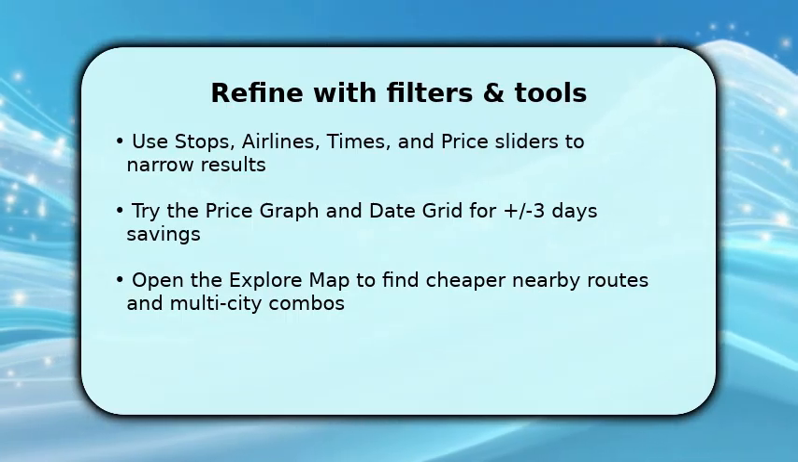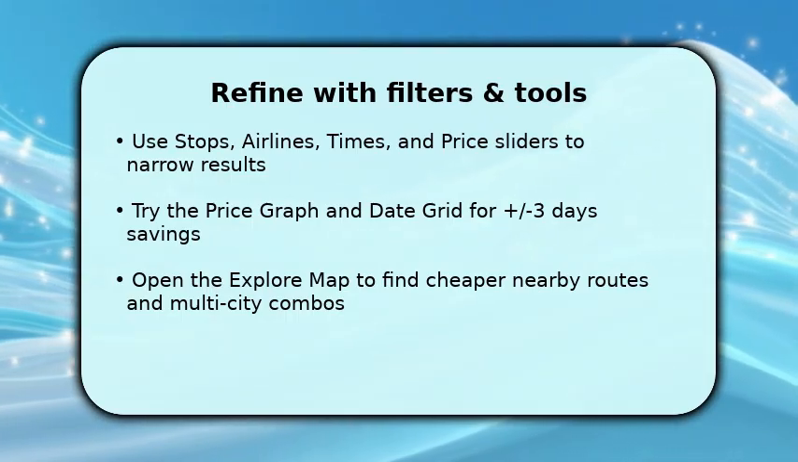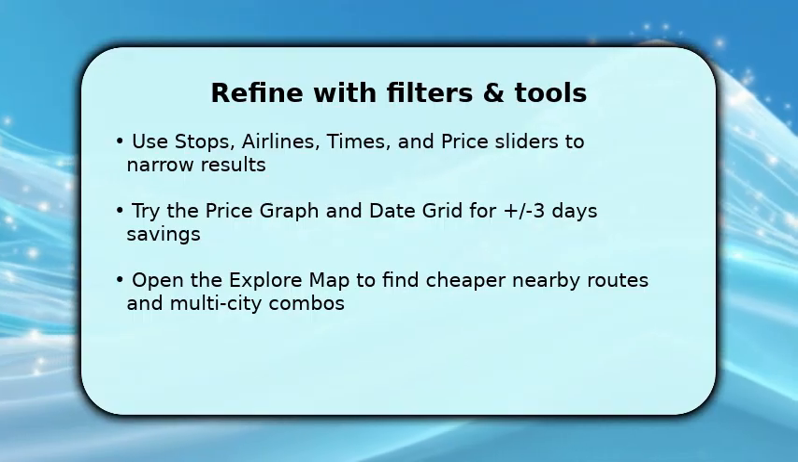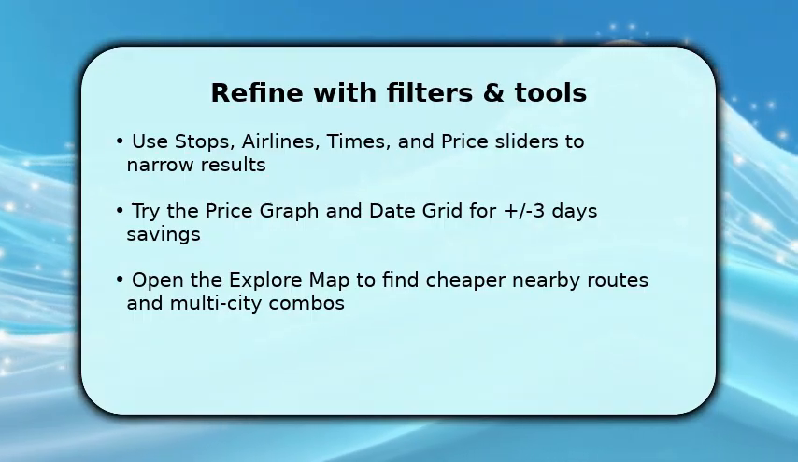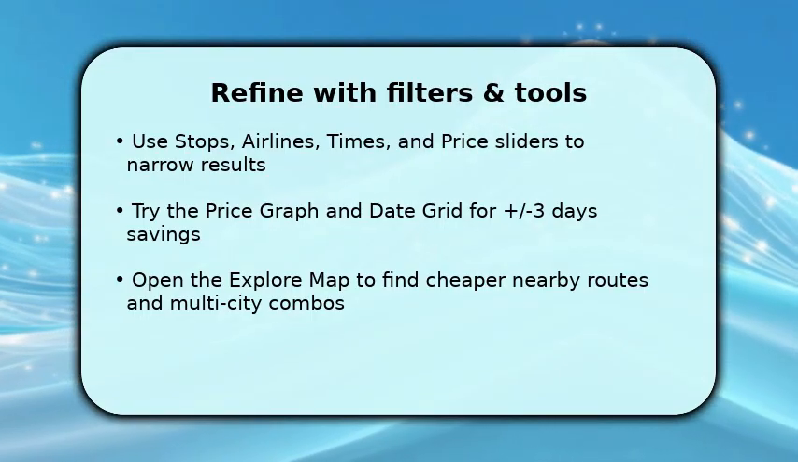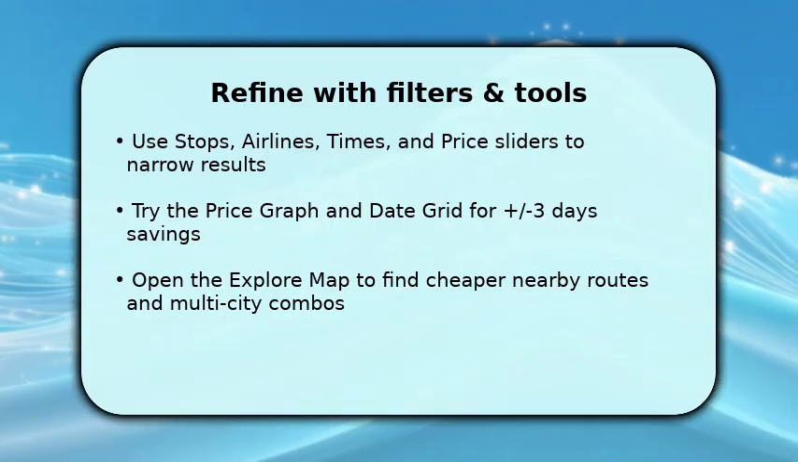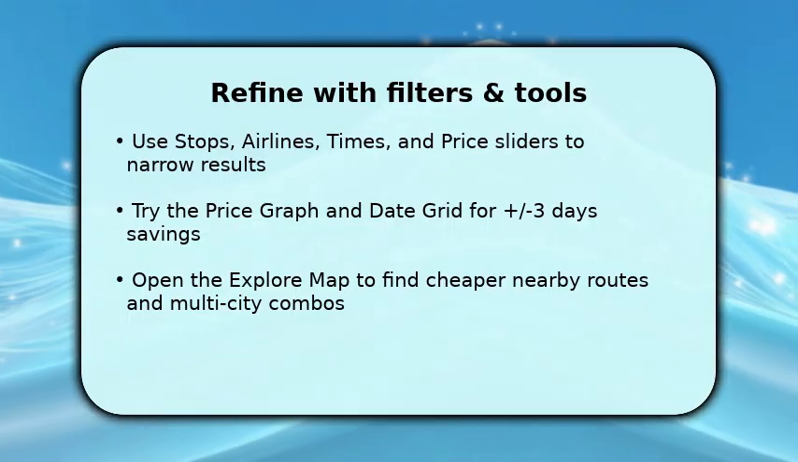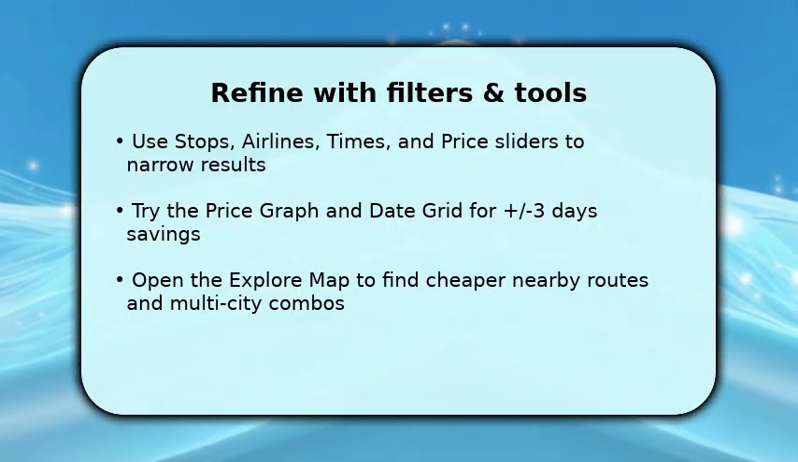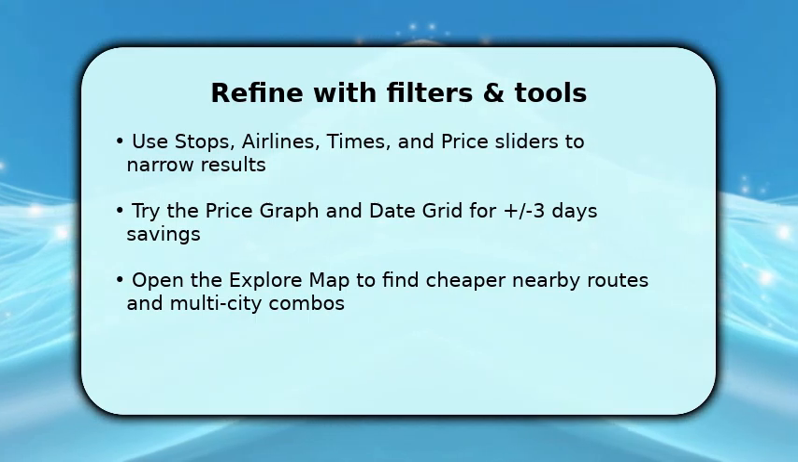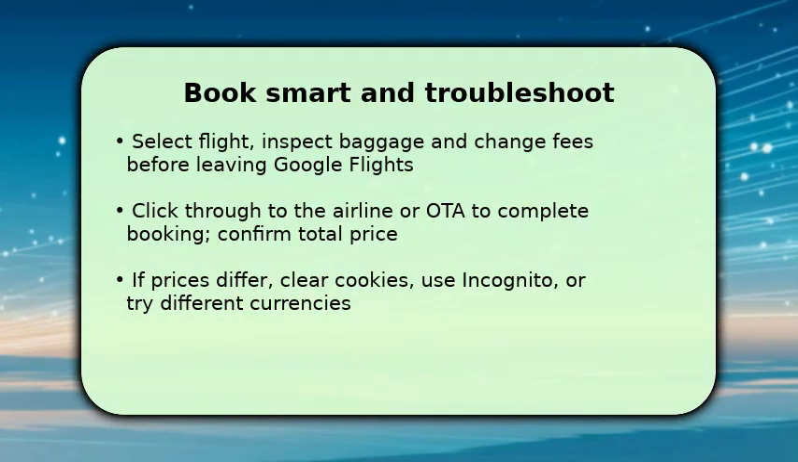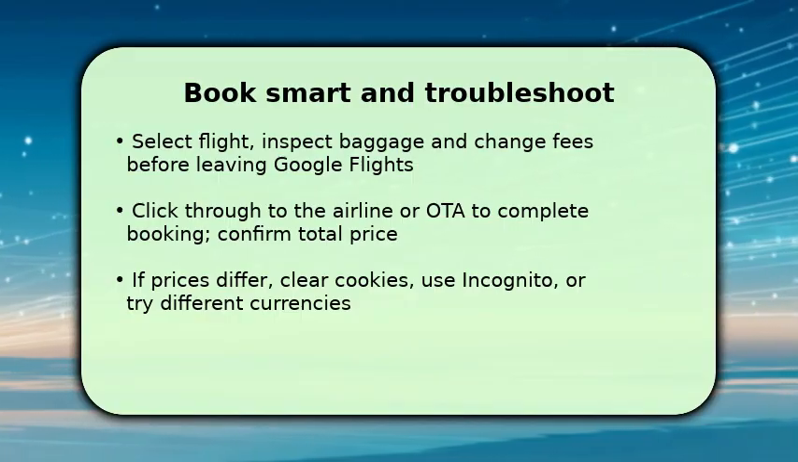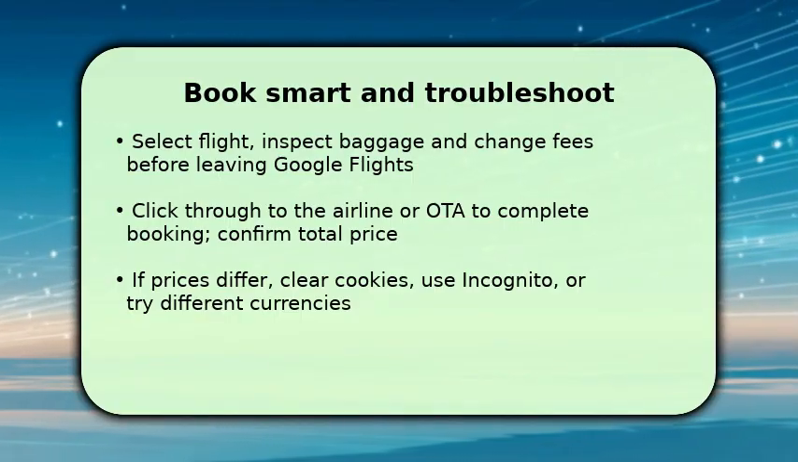Then use the price graph and date grid to compare small date shifts, often moving one day saves $50, $200. Explore the map view to spot alternative airports or multi-city itineraries that lower the fare. Make sure to toggle refundable or baggage filters if you need them, because those add costs that change the best option.